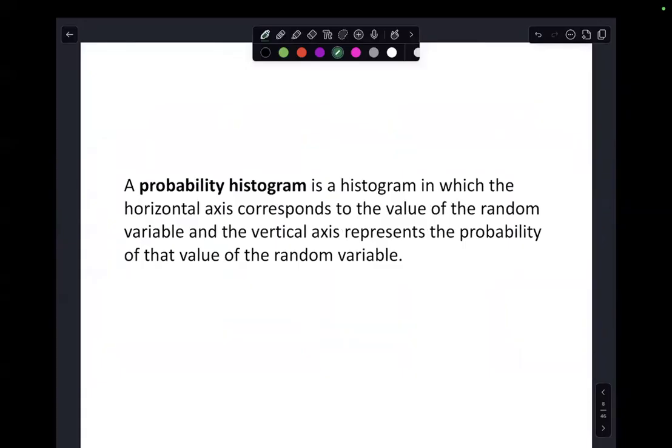So probability histograms are going to look exactly like a relative frequency histogram. They're the same thing. We just replaced the words relative frequency with probability. It's exactly the same thing. It's even calculated the same way. So we just replace relative frequency with probability, and it's going to look the same.